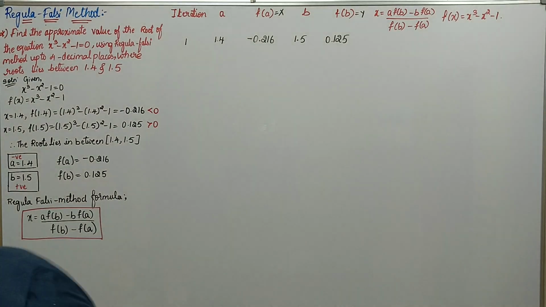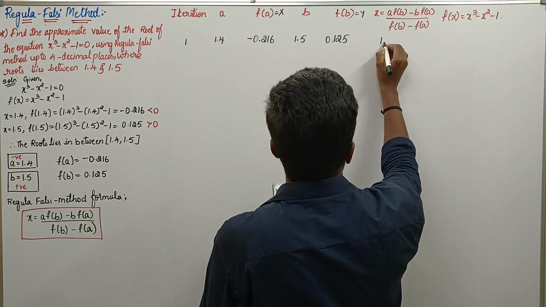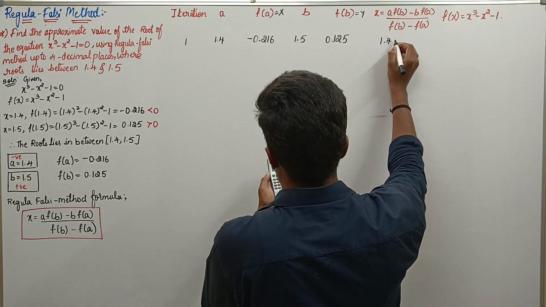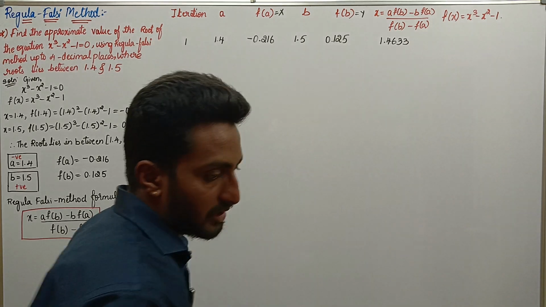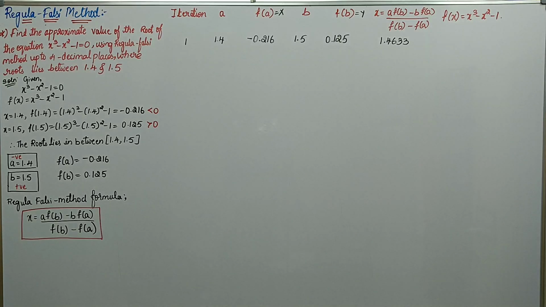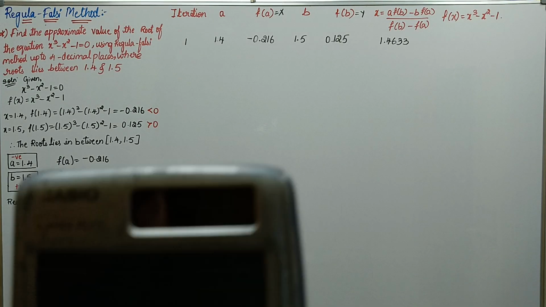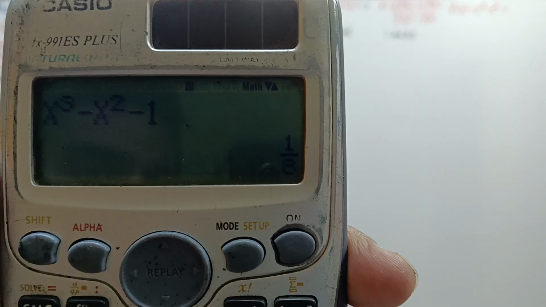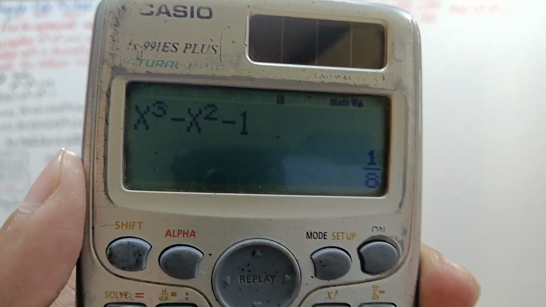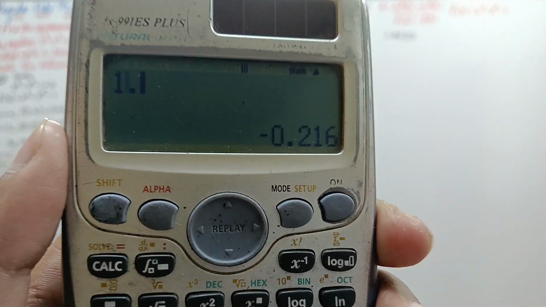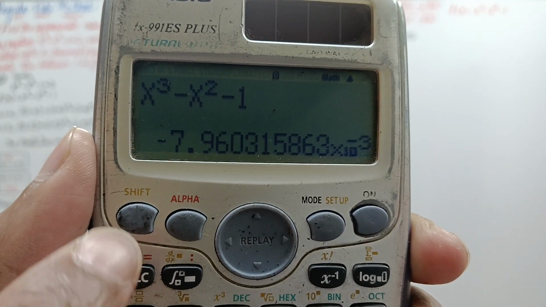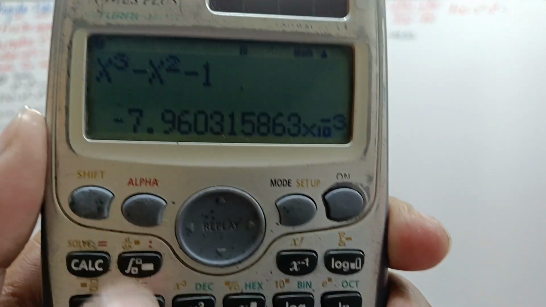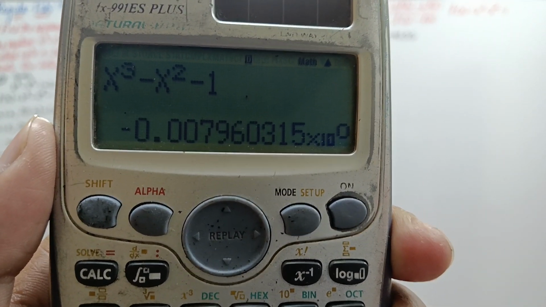You get 1.4633. Done. After representing, we are supposed to represent the function value. To represent the function value, press just the upper button. You get the function value. Now press calc, give the value of x as 1.4633. Press equals. If you get minus, press shift eng twice. Shift eng, shift eng. You get minus 0.0079.